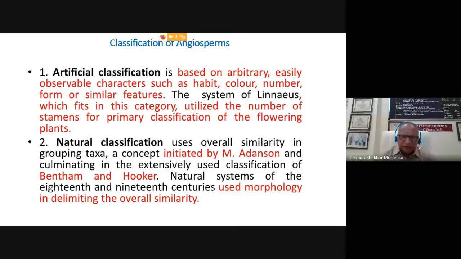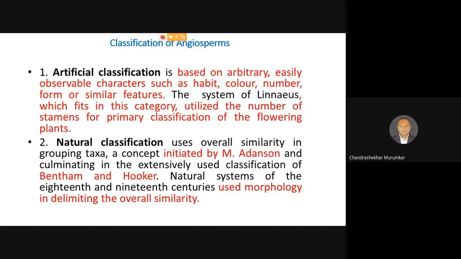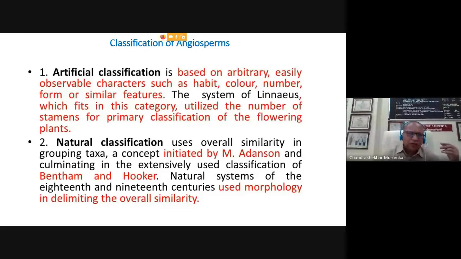The second system of classification uses the overall similarity which exists within the group. These two systems, the artificial and the natural system of classification, can be simply defined into two categories. In the artificial system, only one or two characters are considered for classification. Whereas in the natural system of classification, many characters are considered, and the characters which show the groups are interrelated and treated together, and that's why this is called the natural system of classification.